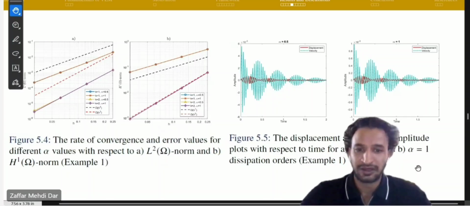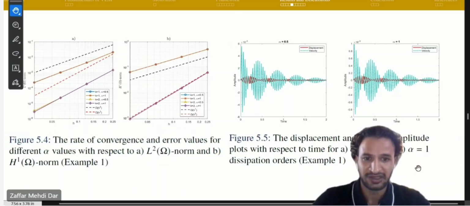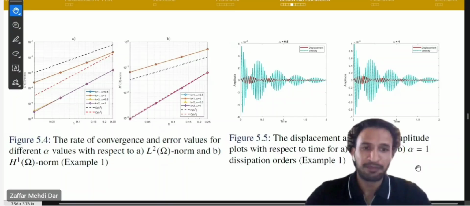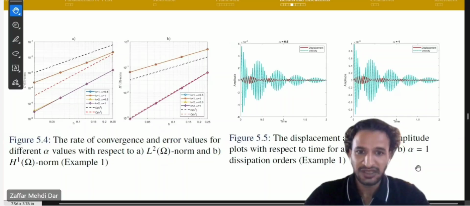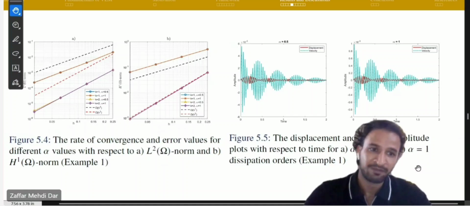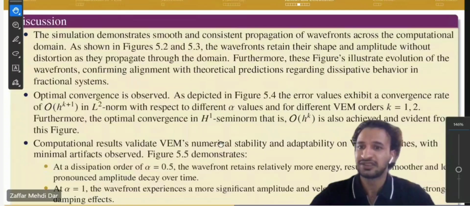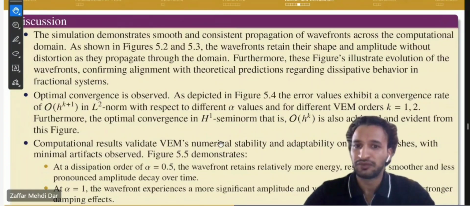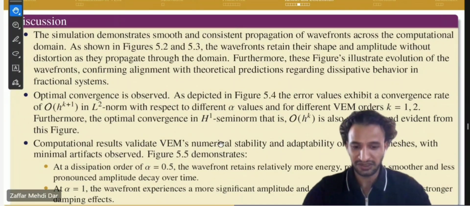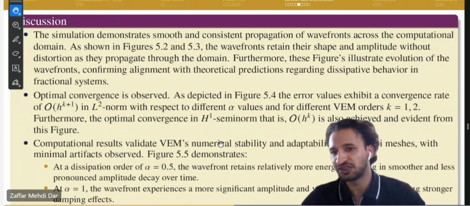In figure 5.5, we have different dissipative orders, alpha 0.5 and alpha 1. We have the amplitude decay study of the displacement and the velocity. If you see at alpha equals 0.5, the dissipation is slower as compared to when alpha equals 1. So we can say that lower dissipative orders will result in lower amplitude decay, and higher dissipative orders will have a sharp decay in the amplitude.